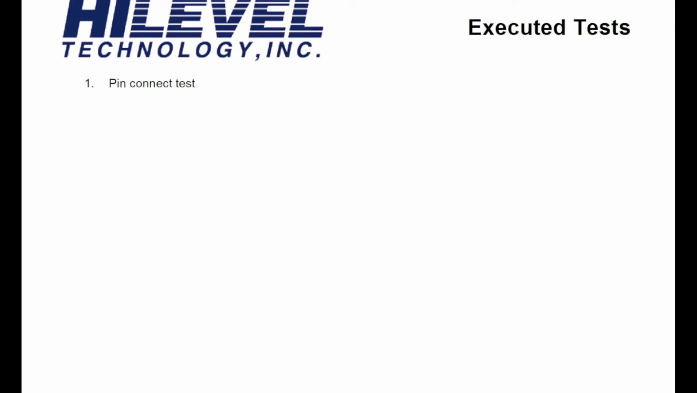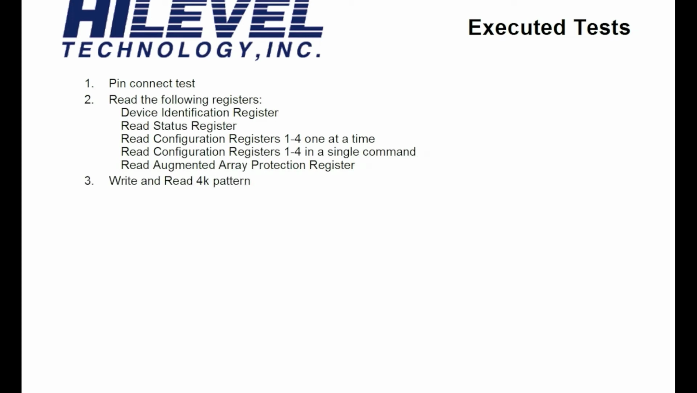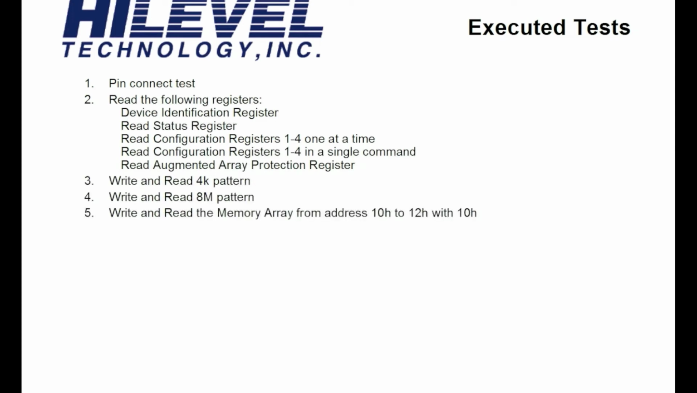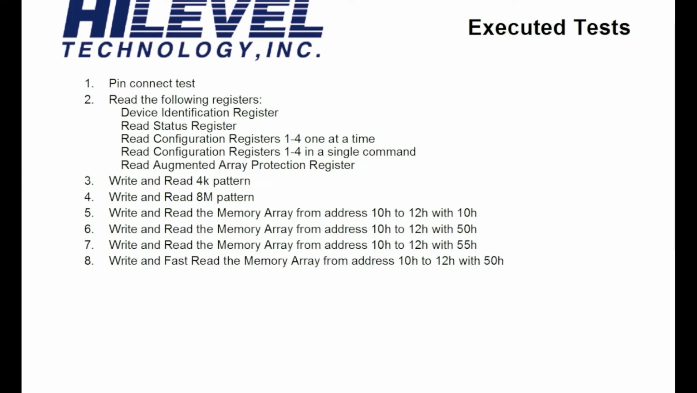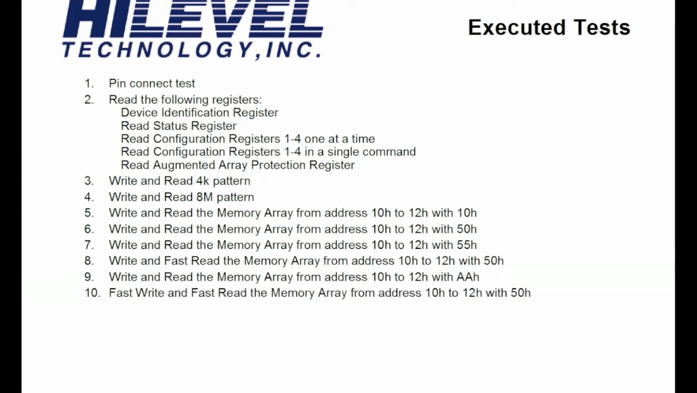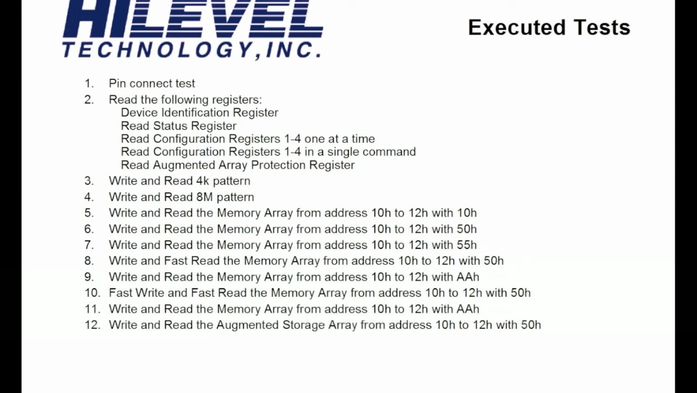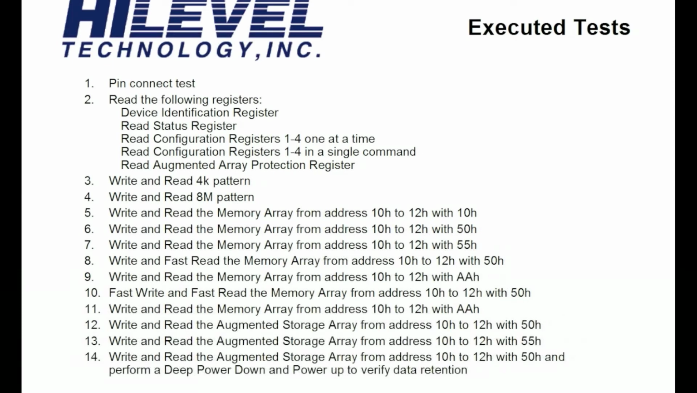Here is a list of the tests we ran automatically. First a continuity test, then read the registers. After that, we write and read various patterns into various portions of the memory. We develop and run each of these tests individually in the interactive mode first, then we put them all together in AutoTest. How do we make this test suite?